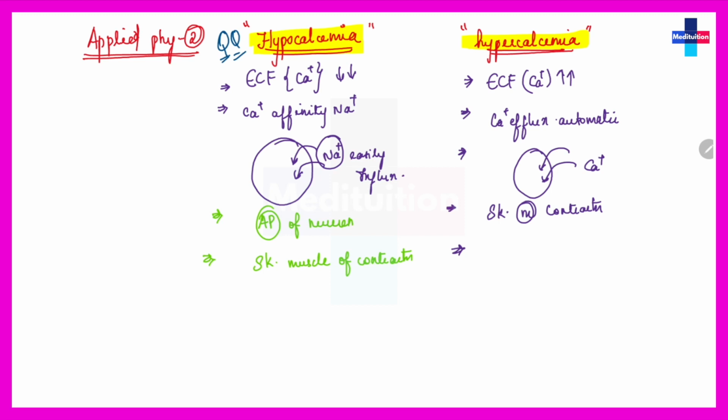So this skeletal muscle contraction further makes too much calcium influx. So this is what happens between your hypocalcemia part and hypercalcemia part. Sometimes this calcium concentration increase will have no effect on the action potential. As such, the affinity of sodium and calcium is there. Clear?